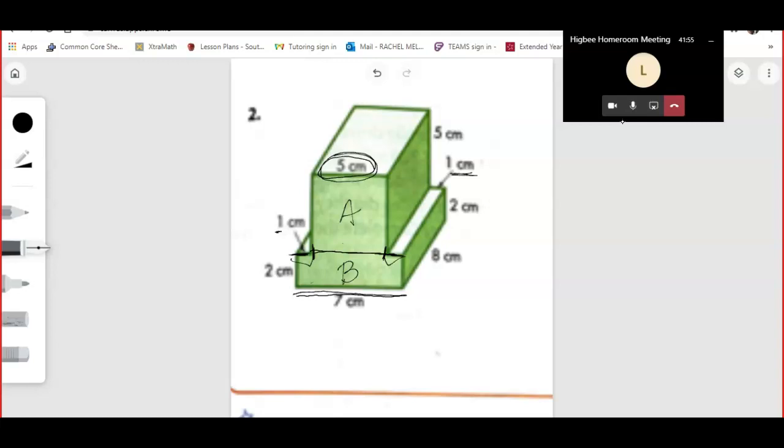Wait. I'm so sorry. This is why we write things down. We just said our length was 5, right? I'm confusing myself because I didn't write it down. I just proved that the length is 5 because 7 minus 1 minus 1 is 5. But we're talking about now the width, right? So we want to know this piece.